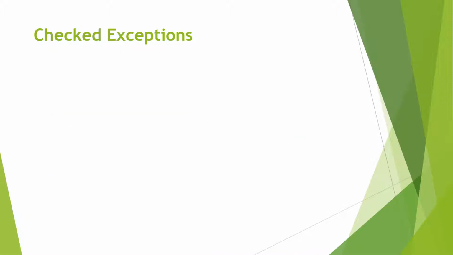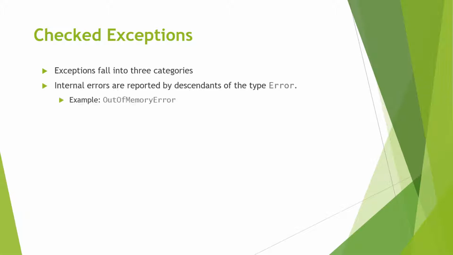So in this slide, I'm going to show you a classification of Java exceptions. The exceptions can fall into three different categories. Internal errors are the first category that are reported by descendants of the type Error. If you remember, the Error was one of the two main classes that implements the Throwable interface. As an example of this kind of exceptions, you can think of OutOfMemoryError.